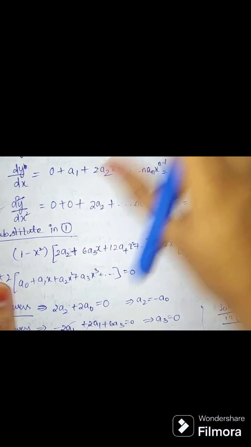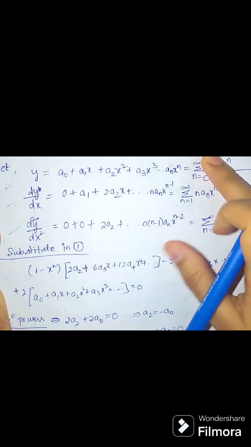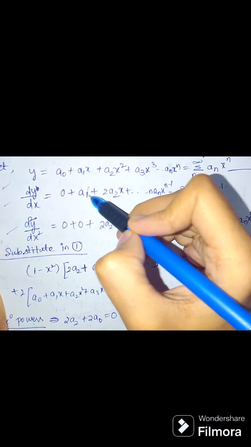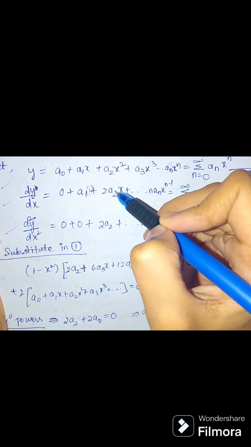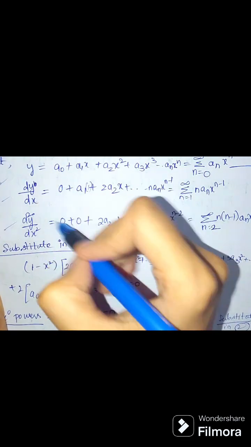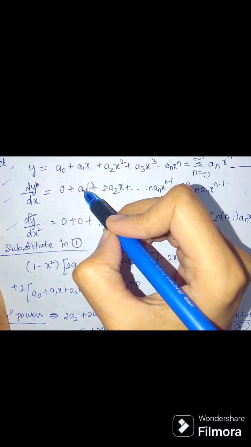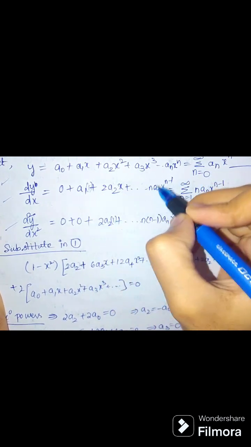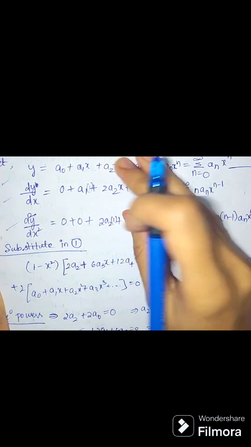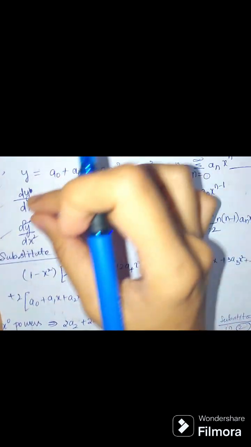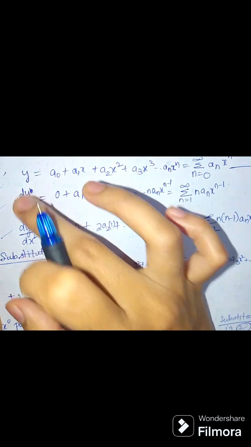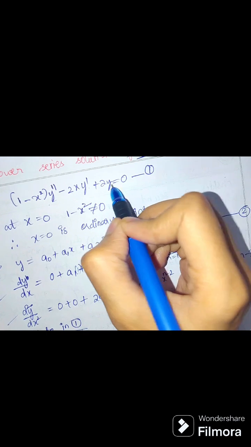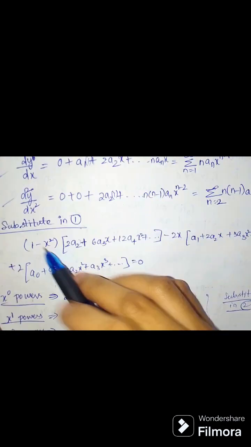See, I wrote y is equal to this, no? The first part is dy by dx: a0 is constant, so 0, a1x gives a1 into 1, a2x square gives 2a2x, like that. Next, for double differentiating: 0, 0 since a1 is constant, then 2a2 into 1, and so on. So this is done. Next, I'll substitute these values of y, dy by dx, d square y by dx square in the question. See, here, here, here and here. So I got something like this big.